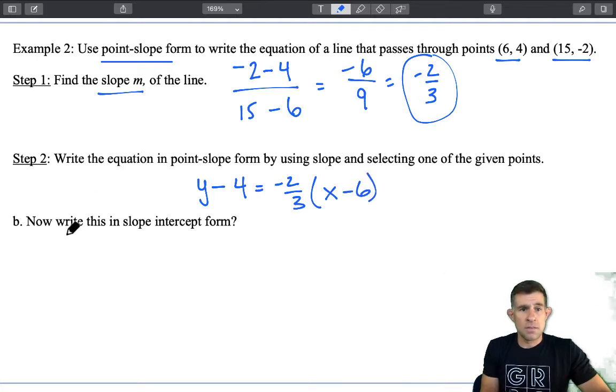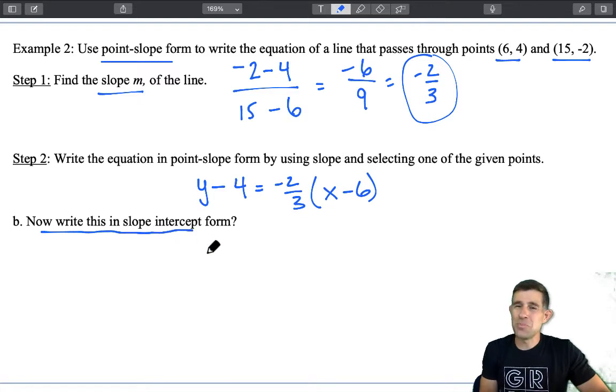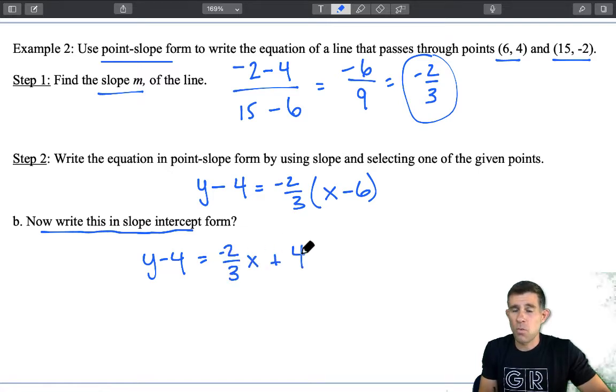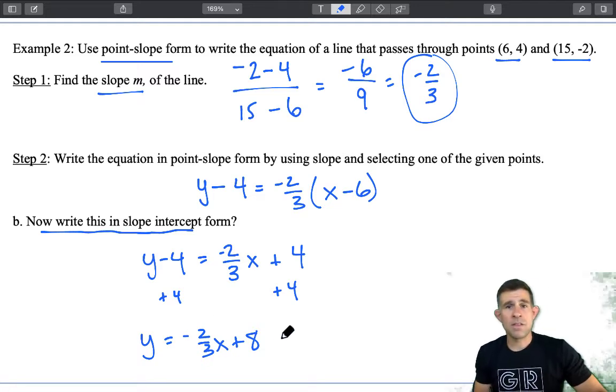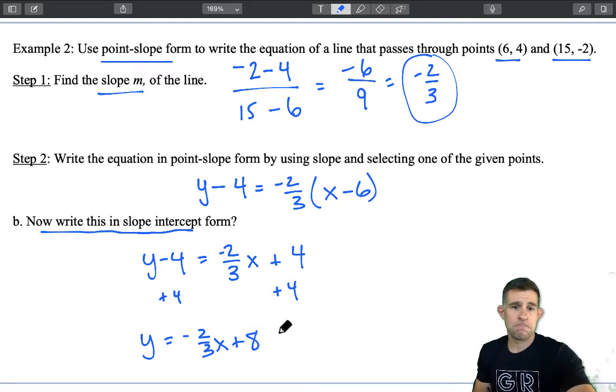Now, we're going to change this to slope-intercept form. So converting from point slope form to slope-intercept form, you saw us do that in the previous problem. We're going to distribute in our -2/3, so we end up with -2/3 x plus 4. And now we have to add that 4 to both sides, and that's going to give us the equation y equals -2/3 x plus 8. And so we can see our slope is -2/3 and our y-intercept is +8.